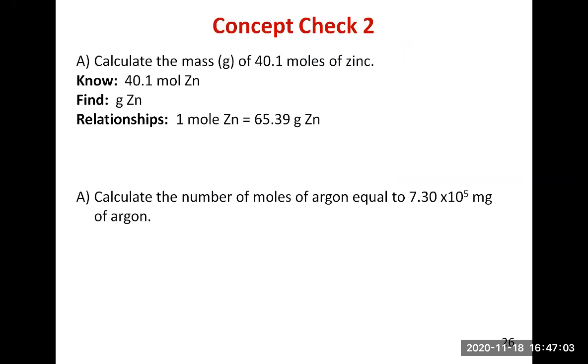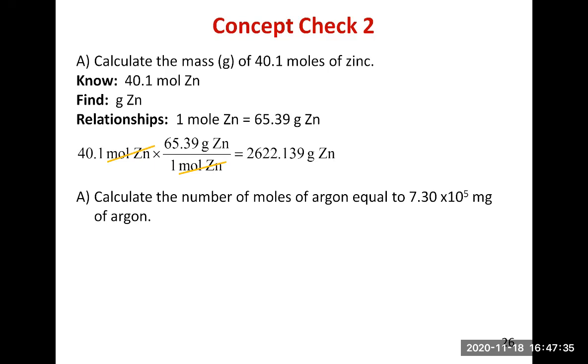So because we start with moles of zinc, we will use the equality with the moles of zinc on the bottom and then the 65.39 grams on top. And we will multiply the given amount of 40.1 moles of zinc times the grams of zinc on top and the mole on the bottom, because we want to cancel the moles of zinc, cancel those units and be left with just grams of zinc.